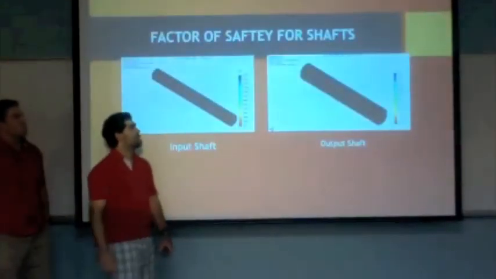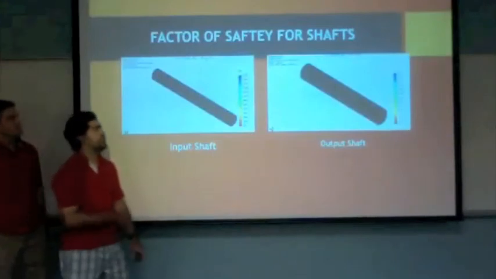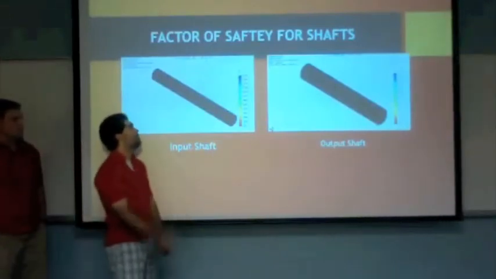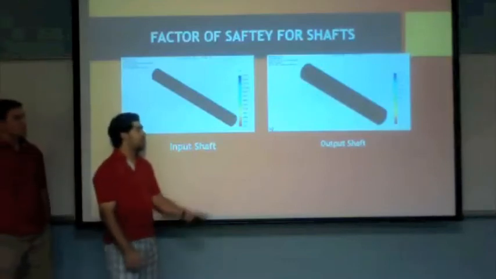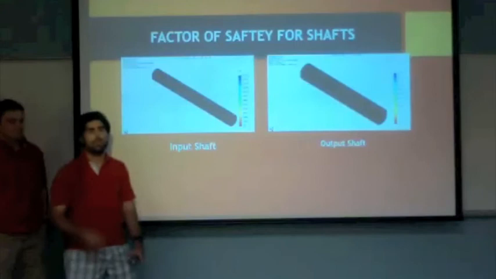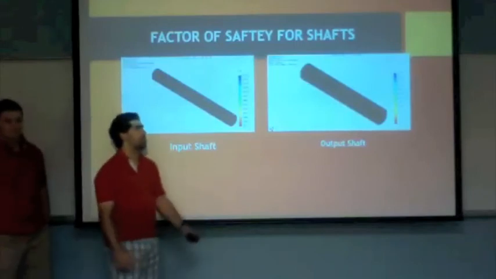This slide shows us the factor of safety for the shafts. Our input shaft had a factor of safety of 1.8, and our output shaft went slightly below, but when we made alterations, it came up to 1.2.